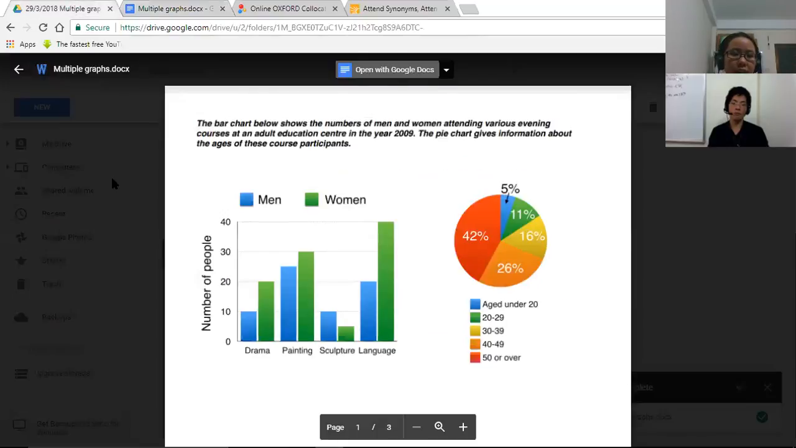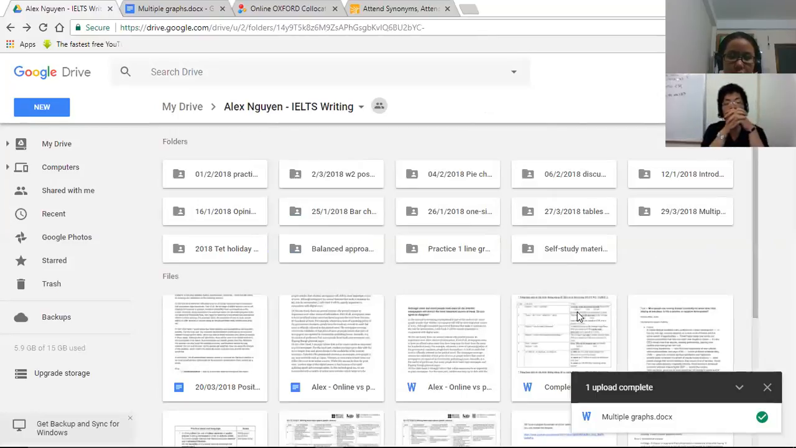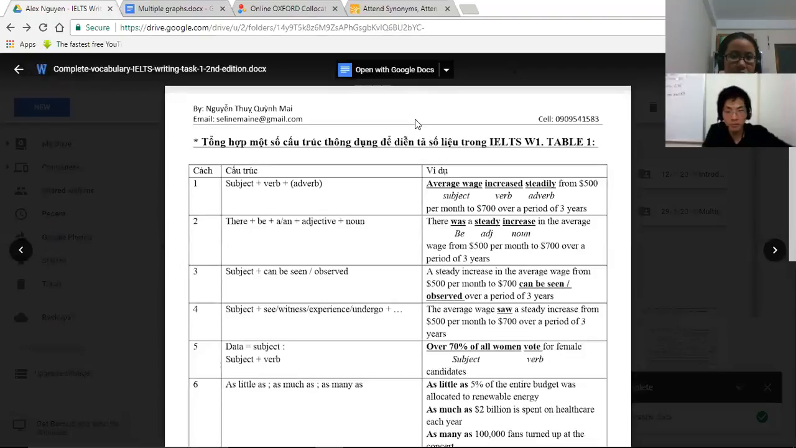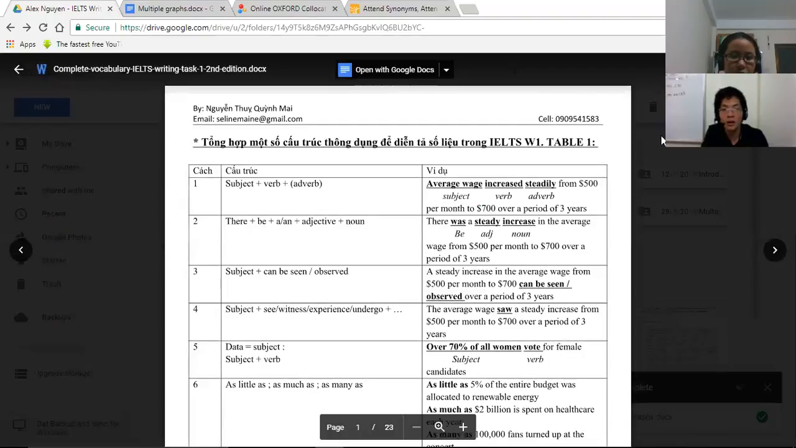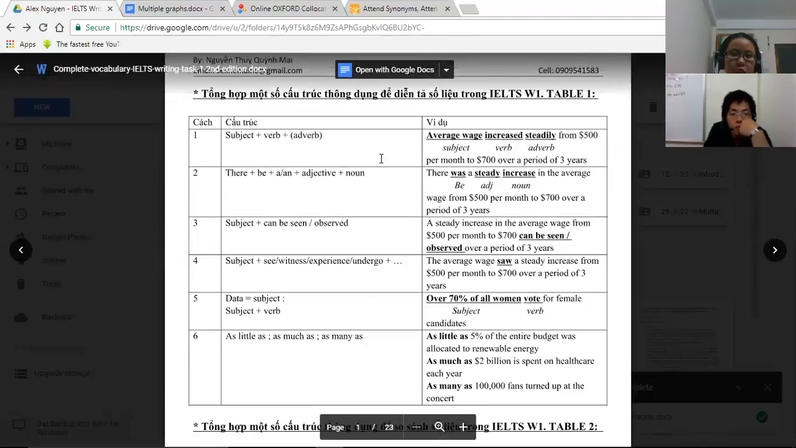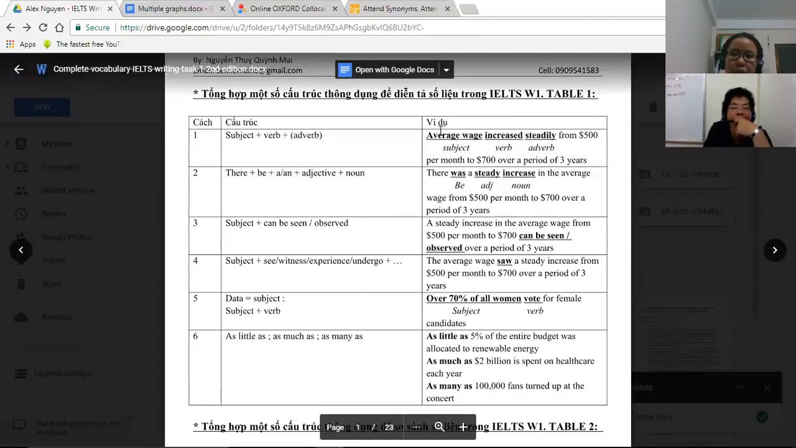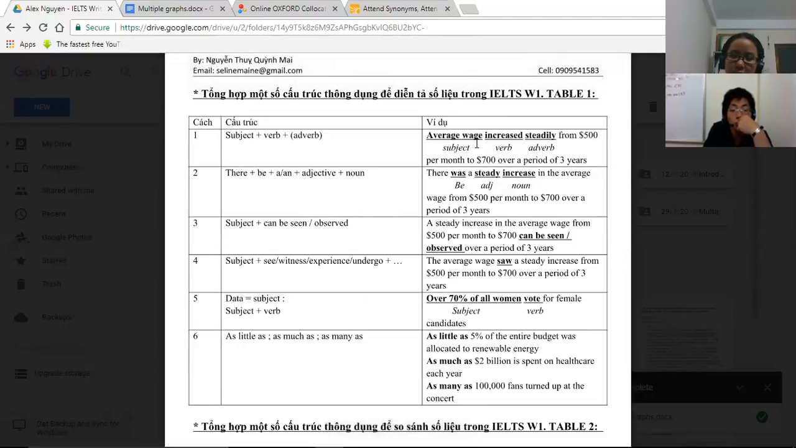And this one you can see in the material I gave you, right? This one here. Yeah, I got that. So the first one we have the subject and the verb. For example, the subject is average wage, and we have the verb, and then we have the adverb. Average wage increased steadily. Can we use this in our essay here?